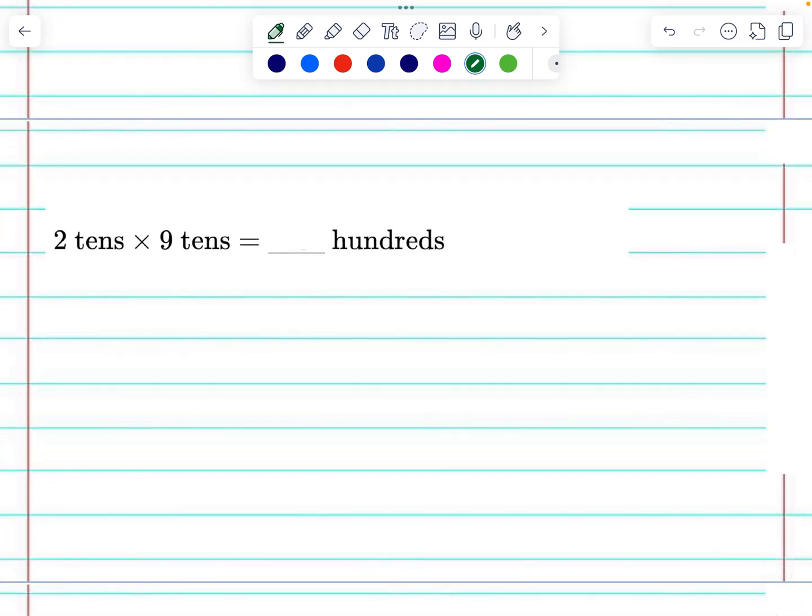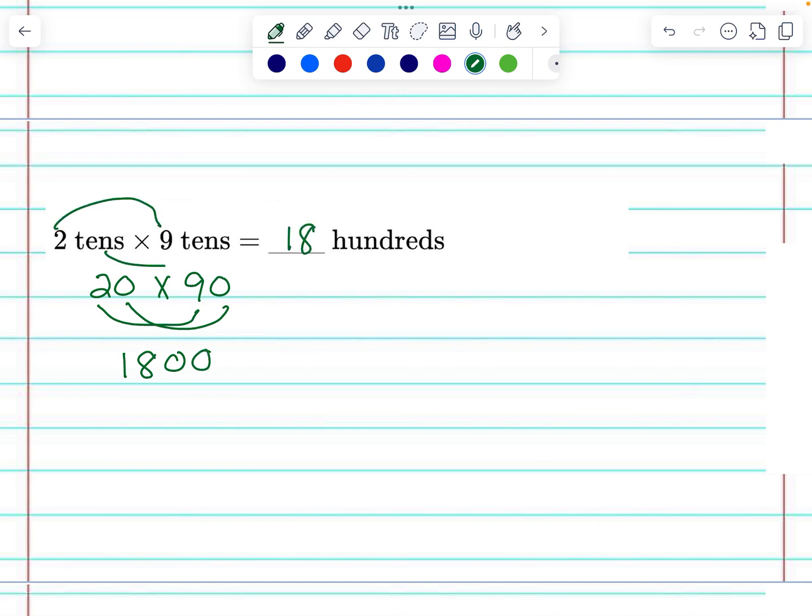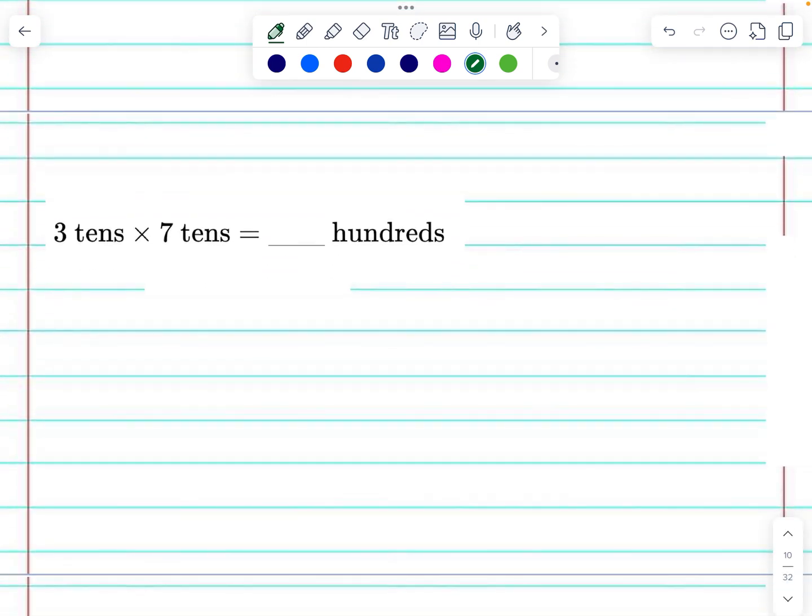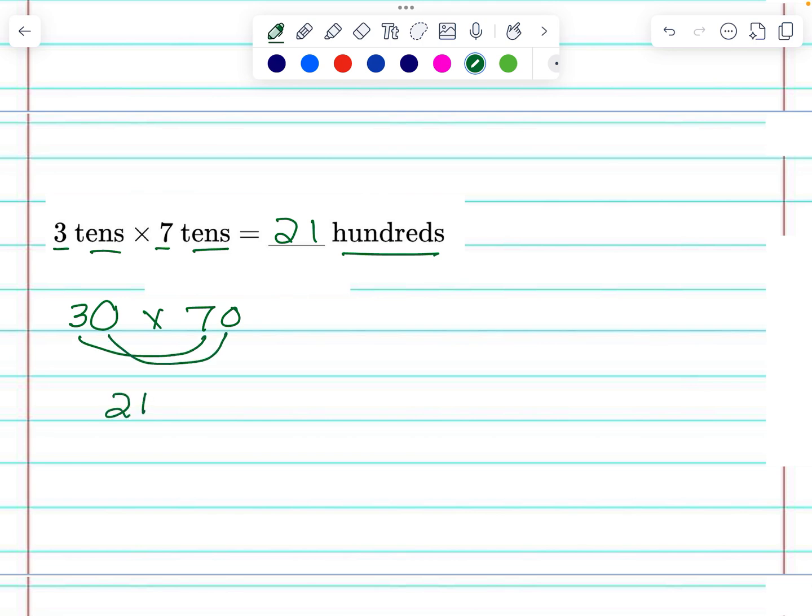2 tens times 9 tens, 20 times 90. So we have 18 hundreds. 3 tens times 7 tens is going to give us 21 hundreds. 3 tens is 30, 7 tens is 70. 2,100.